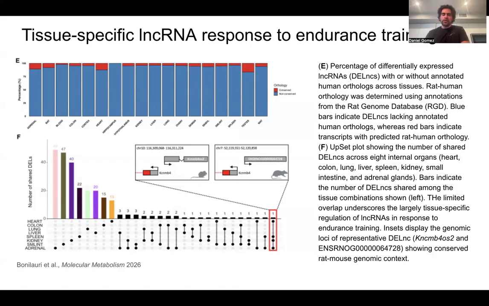And the reason why they did that, as shown, is that it's conserved. So it's conserved in the rat and mouse genomic context. So that's more of a good translational study where we can do a multi-organism comparison and show that it's conserved in this genomic locus, a representative DELNIC.